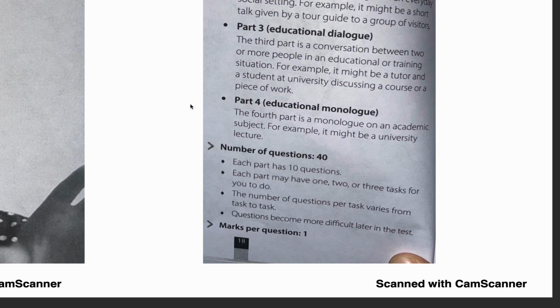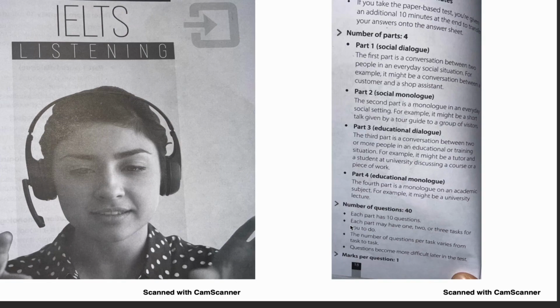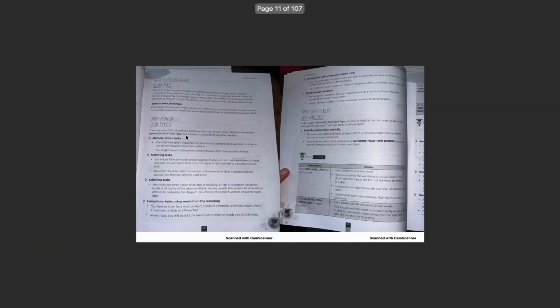Also, the initial parts, the questions are going to be easy, but as you move ahead, the questions become more difficult in the test. But nothing to worry about, because it's not that difficult. It's very simple. You just need to be mentally present, and you need to be able to understand whatever they are saying.